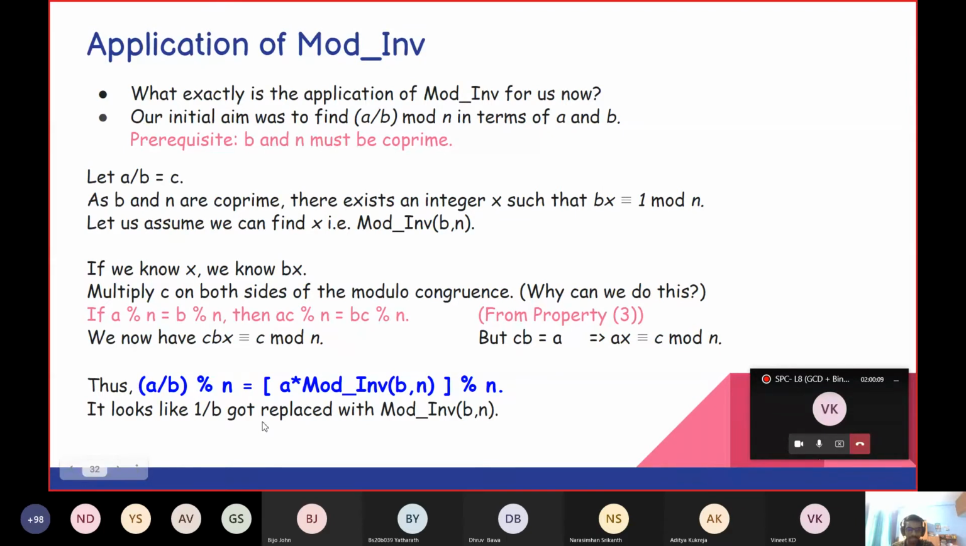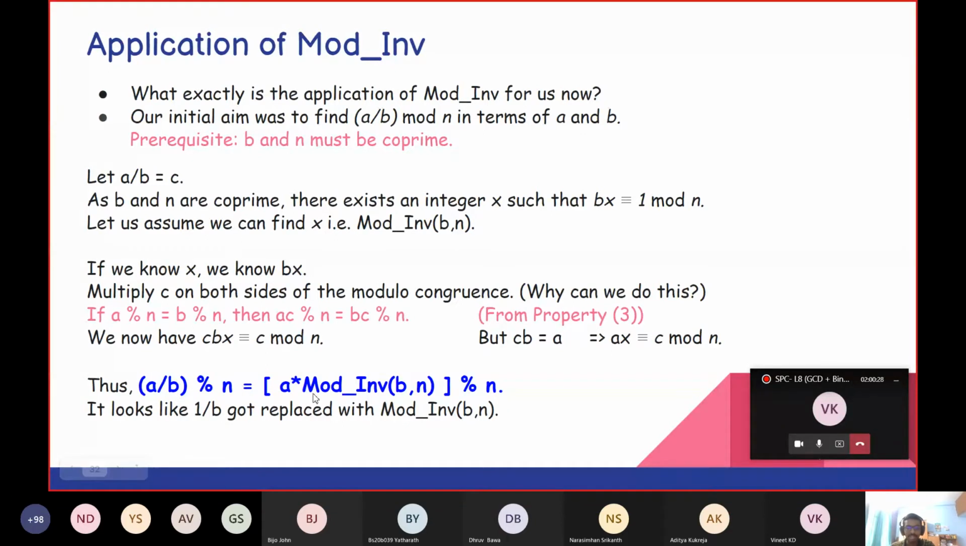So it's like 1 by B is equivalent to 1 by B percentage n. This is purely abusive notation. When I say 1 by B percentage n, there is nothing called fraction percentage n, but if you want to imagine something as A percentage n into 1 by B percentage n, if you want to apply property 3 to this, you can.